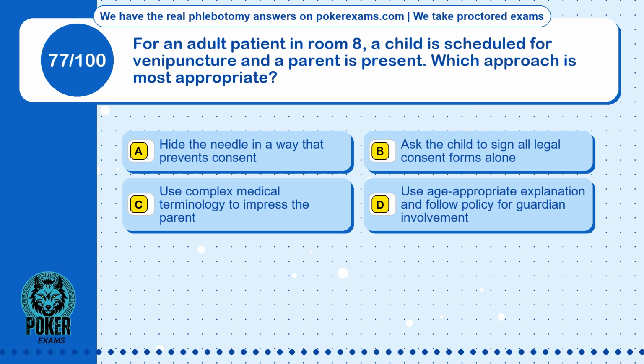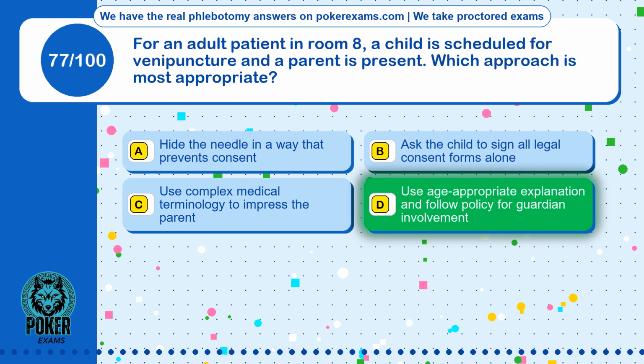Question 77. For an adult patient in room 8, a child is scheduled for venipuncture and a parent is present. Which approach is most appropriate? Option A. Hide the needle in a way that prevents consent. Option B. Ask the child to sign all legal consent forms alone. Option C. Use complex medical terminology to impress the parent. Option D. Use age-appropriate explanation and follow policy for guardian involvement.